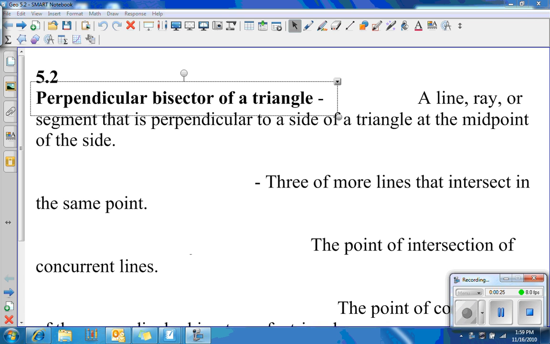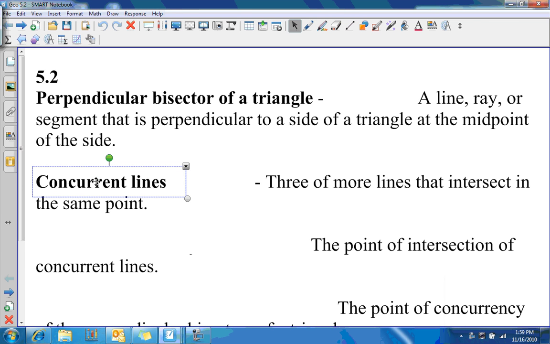All right, so the first one is perpendicular bisector. We talked about that the other day, being perpendicular, but we're representing only on triangles. So you're cutting each side of the triangle in a perpendicular bisector. So you'll have 3 on that triangle, 1 for each side.